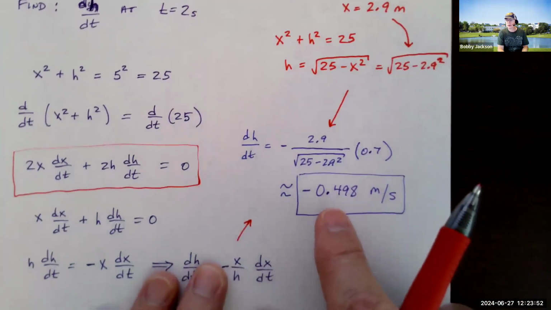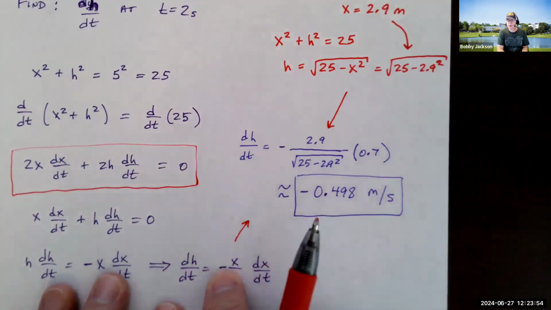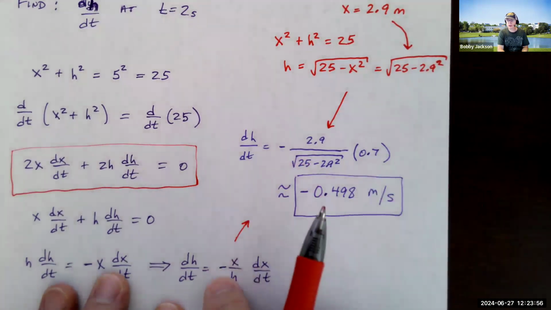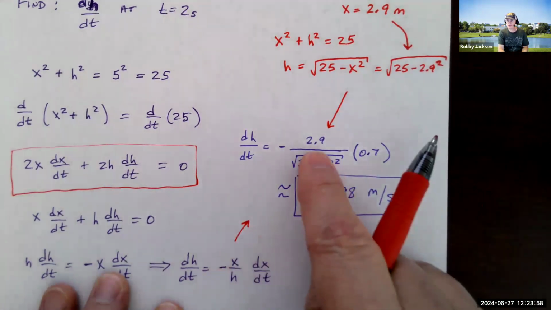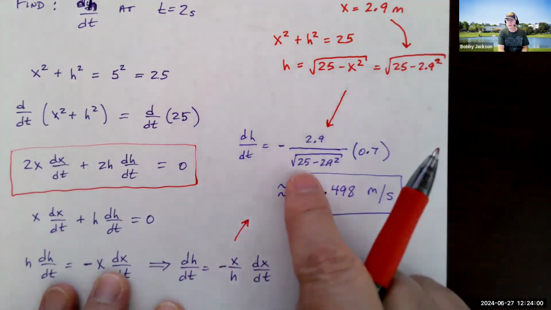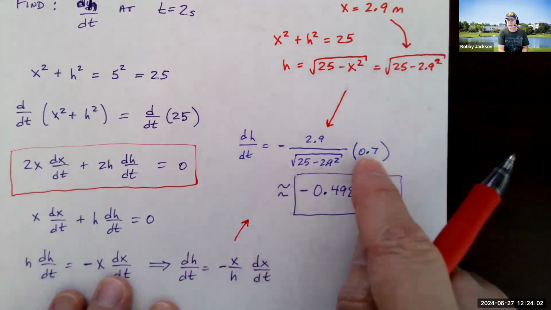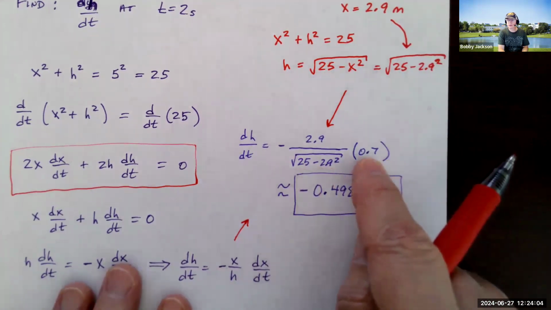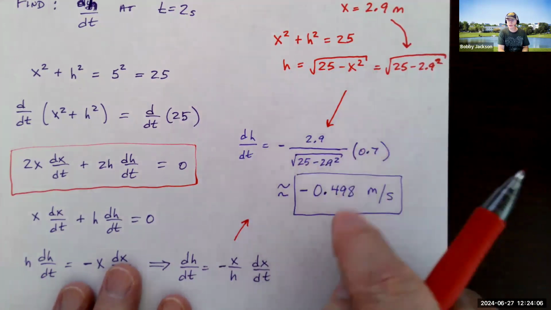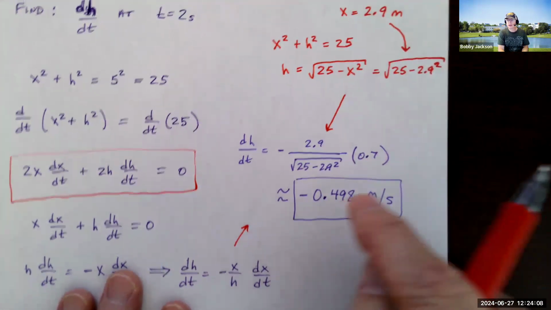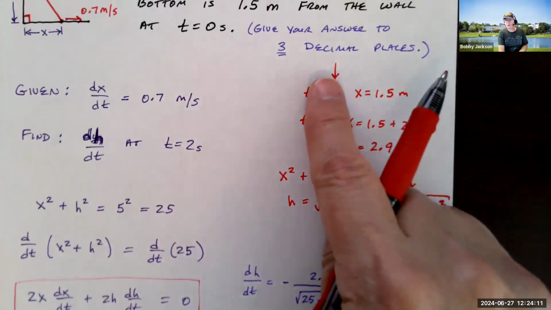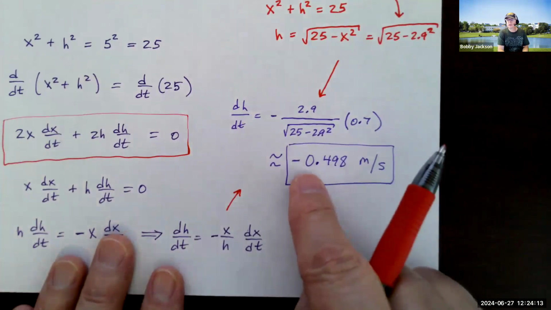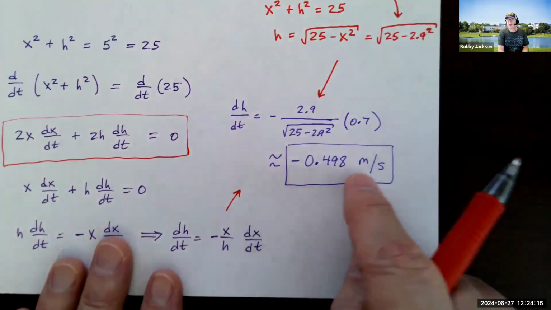So I'm going to replace this. Don't forget this negative sign. That's going to be important here. We'll talk about that in a minute. It's negative x, and x is 2.9. dH dt, as we said, is this expression times dx dt, which is 0.7. Okay, so putting this in your calculator and then rounding it off to 3 decimal places gives us negative 0.498.